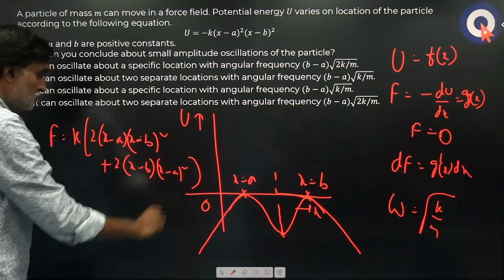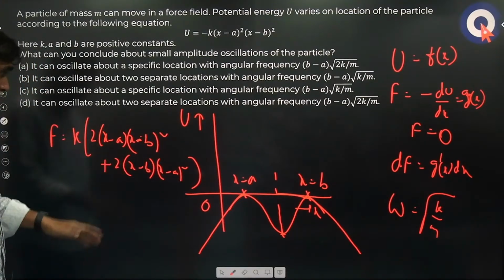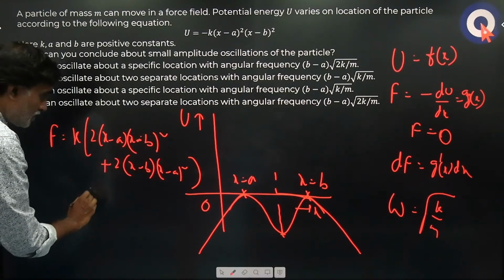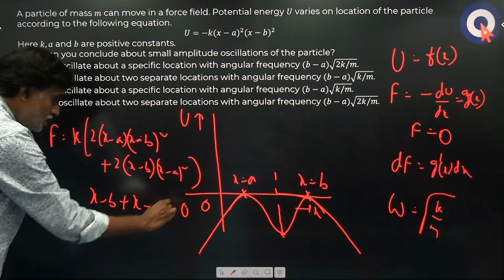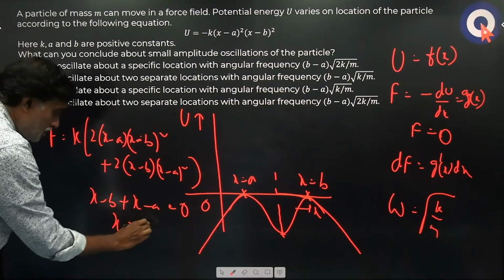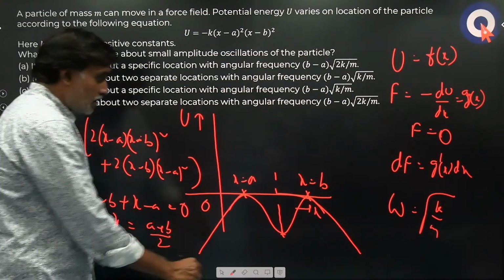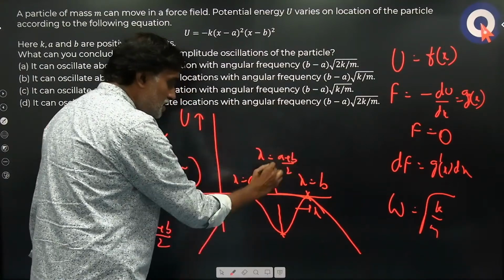Okay. What are equilibrium positions? Means net force is 0. So equate this to 0, means if I take x minus a into x minus b common, what is first term? X minus b. What is second term? X minus a should be 0. Means what is x? A plus b by 2. So x is equal to a plus b by 2. So this is stable equilibrium position.